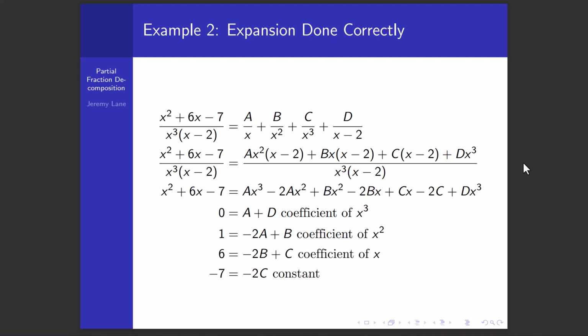When I combine my template and match up the numerators and the denominators, match up the coefficients for the numerators, we end up with a system of 4 equations and 4 unknowns, where we have a plus d is equal to 0. That happens to correspond to the coefficients of x cubed being matched. The coefficients of x squared match up as negative 2a plus b is equal to 1.